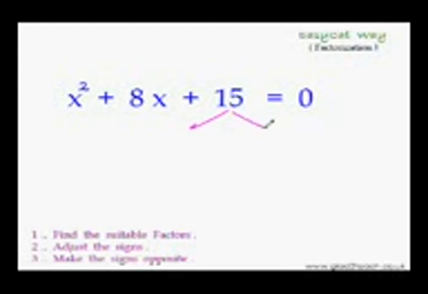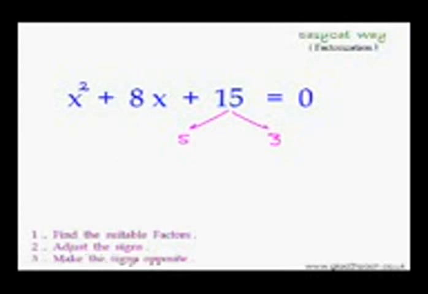Two factors of 15 whose sum or difference is 8 would be... Now adjust the signs, and here it seems that we don't even have to do that, as both the sum as well as the product are positive. So that means signs are already adjusted. See, 5 threes are 15 and 5 plus 3 is plus 8.